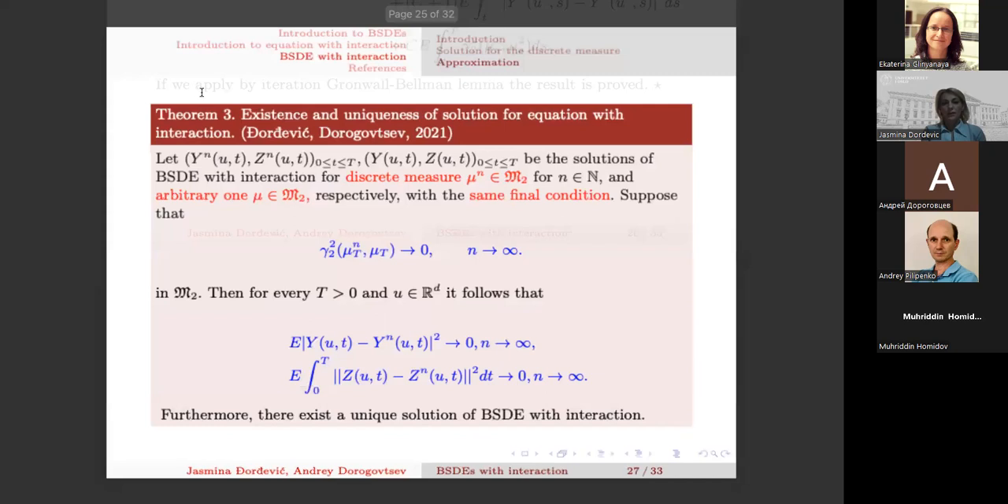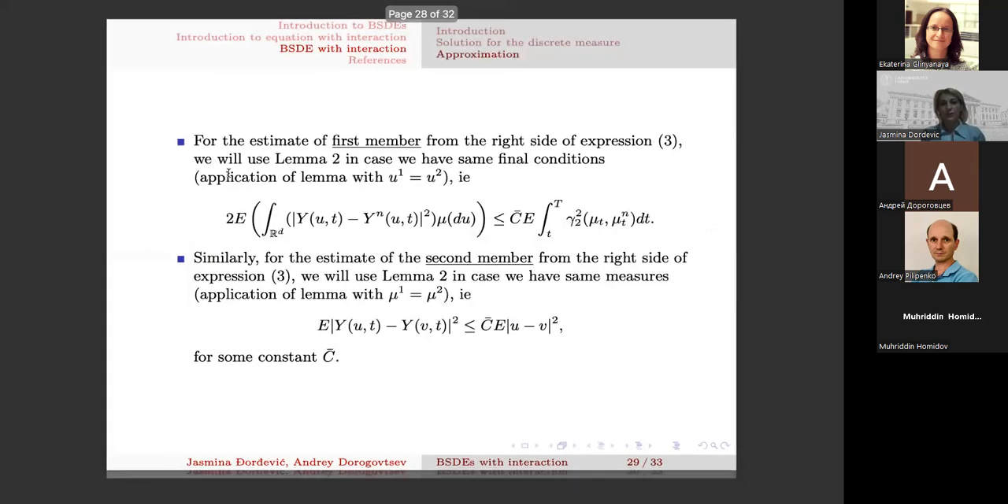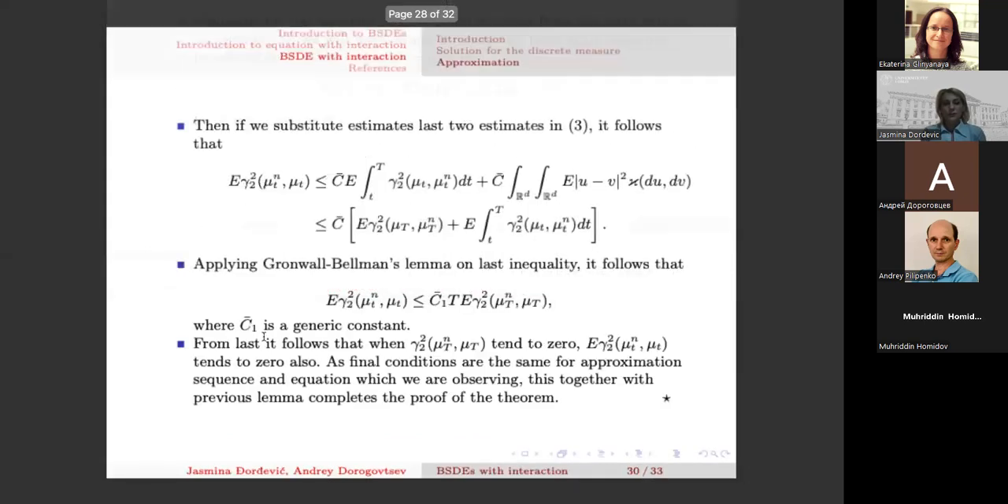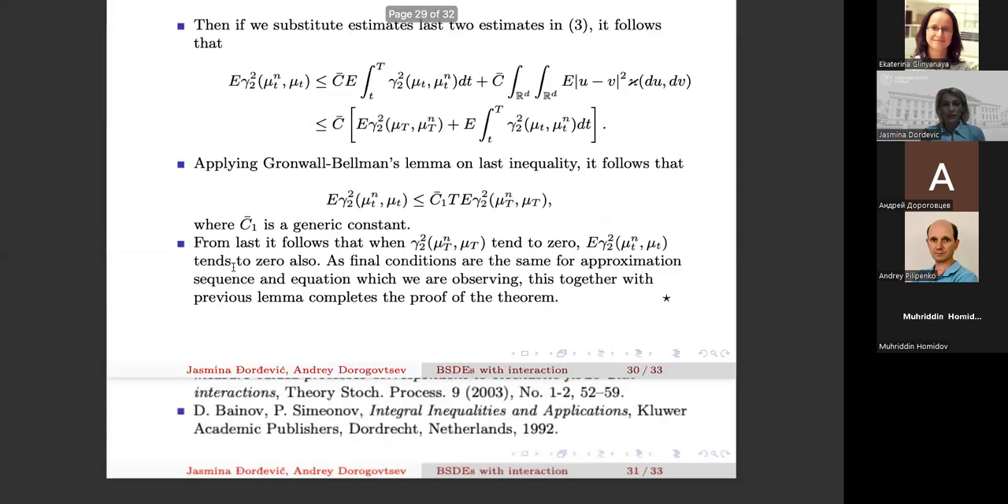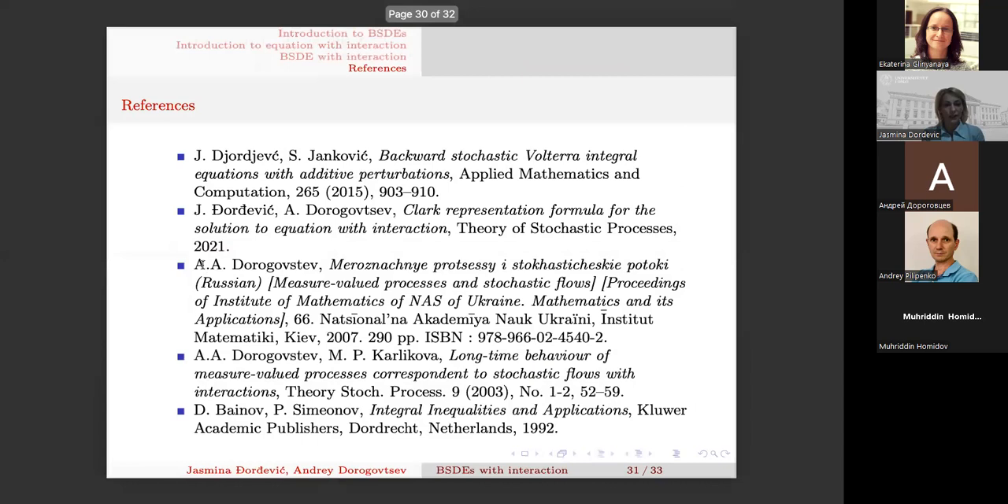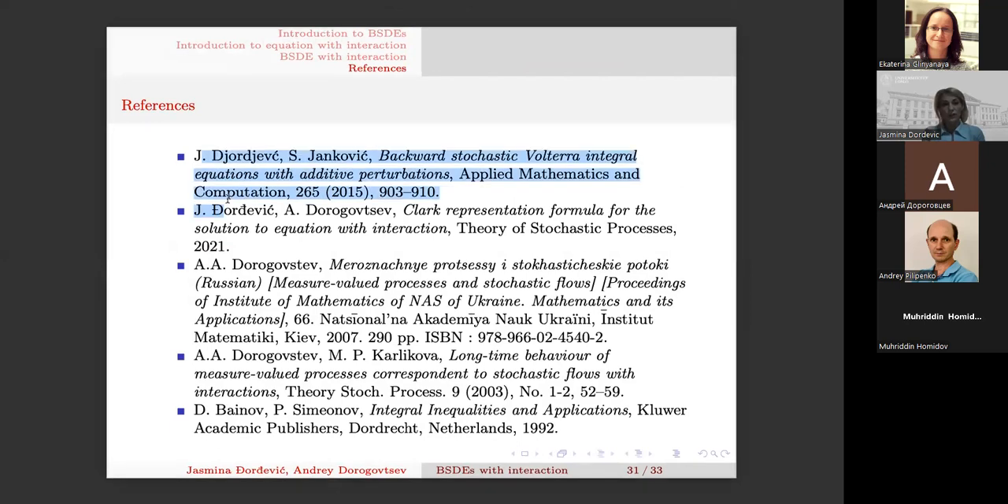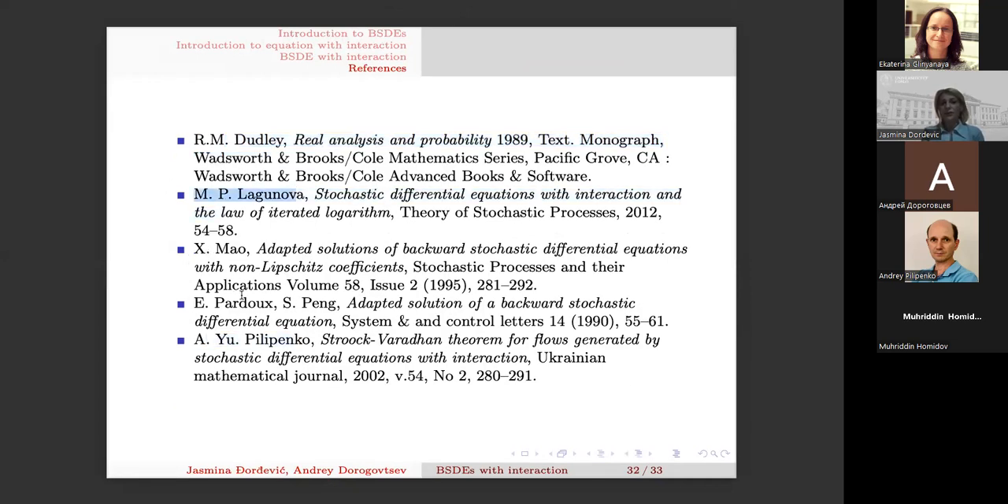This would be all. I would just like to give the list of references which we use. Some of them I already mentioned. These are some regarding BSDE. These are the professor's book for equations with interaction in the forward case and general theory, and some other papers. We use this book for inequalities, then for distance and other results from stochastic flow theory, which I already mentioned, from Filipenko and Lagunova. And these two references I already gave last week, just for BSDE theory.